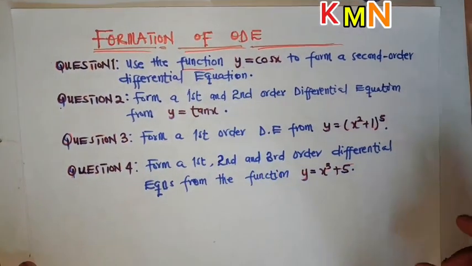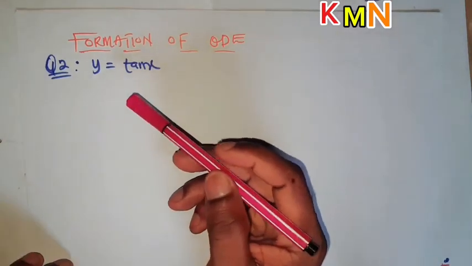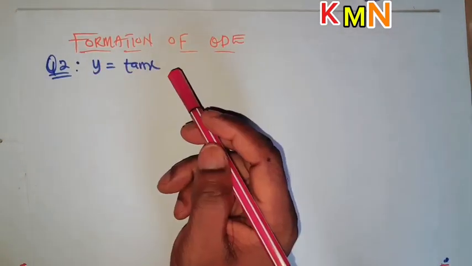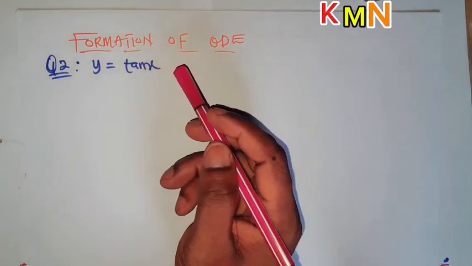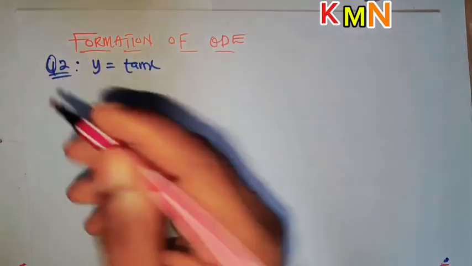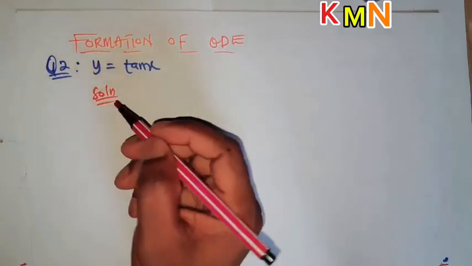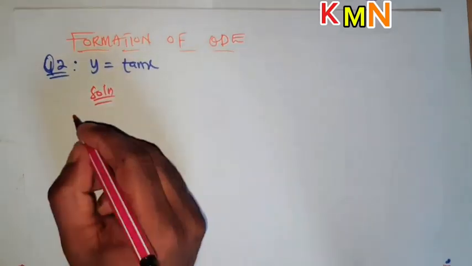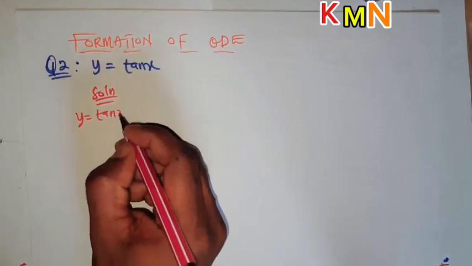Now our second question says form a first and second order differential equation from y equals tan x. So let's look at that one too. Solution: so our y is equal to tan x.